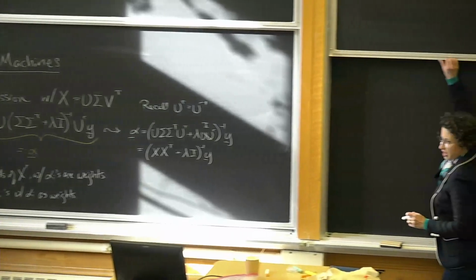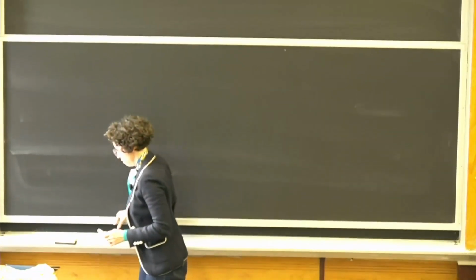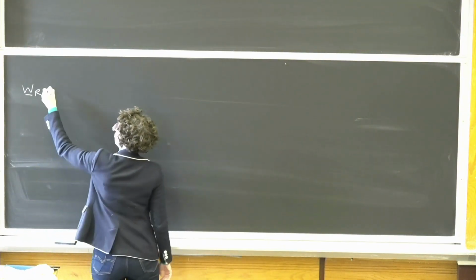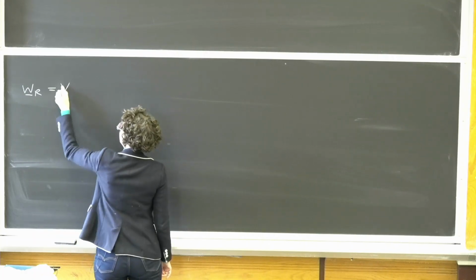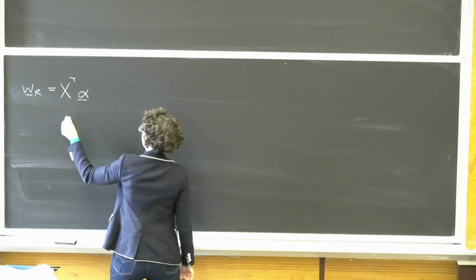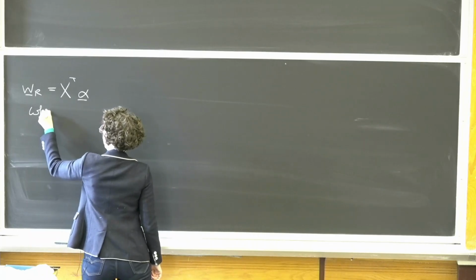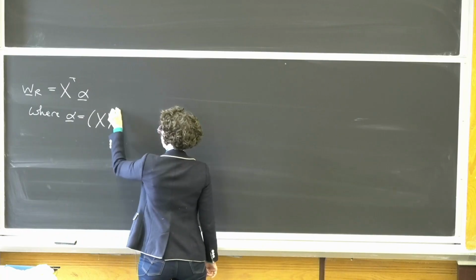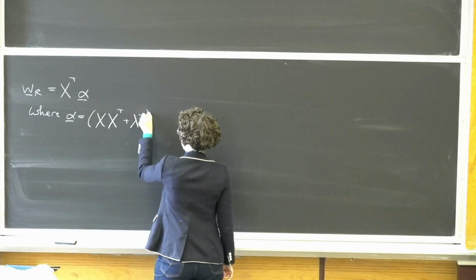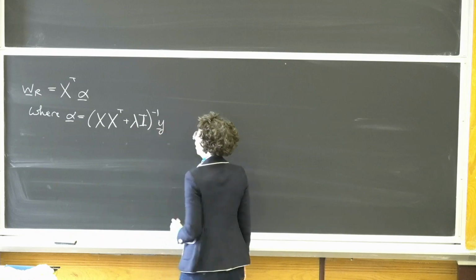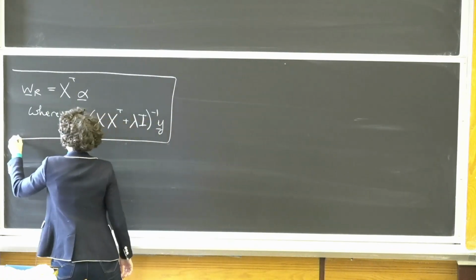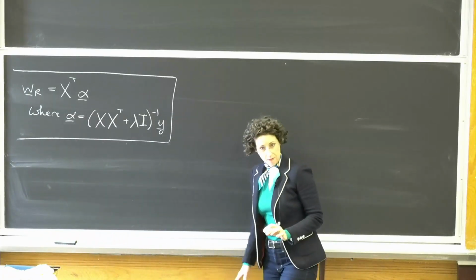So putting the pieces together, we have that our ridge regression weight vector is equal to X transpose alpha, where alpha is equal to X X transpose plus lambda identity inverse times Y. Okay. So we derived that last time.